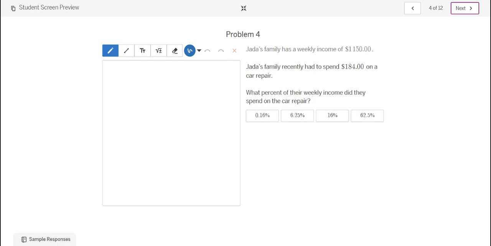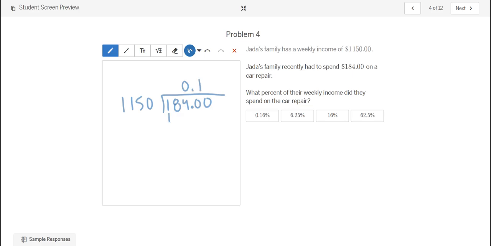She recently spent $184 on a car repair. Whoa. How much of her budget would that be? So this is where it gets really weird. You've got that 184 is getting divided by a much bigger number, 1150. And so when I do that, 1150 can't go into 184, so it's going to be 0 point.